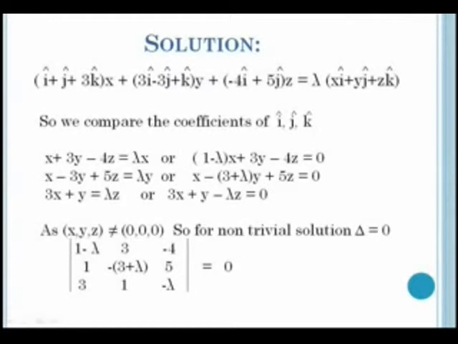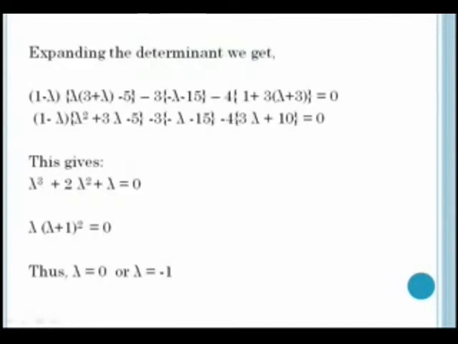Now the determinant of the system is 1 minus lambda, 3, minus 4, 1, minus of 3 plus lambda, 5, and 3, 1 and minus lambda. So this determinant should be equal to 0. Now when we expand the determinant, we get 1 minus lambda times lambda into 3 plus lambda minus 5, minus 3 into minus lambda minus 15, minus 4 times 1 plus 3 times lambda plus 3, equal to 0.